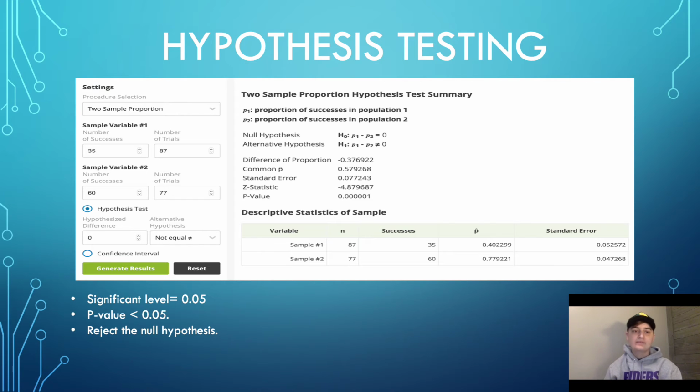And within this data from StatKey, my t statistic is negative 4.879687, and my p-value is 0.00001, or we can just say 0.0. It's the same thing when you round it. And since the p-value is less than the significance level of 0.05, which is my alpha, we can conclude that we reject the null hypothesis because there is a difference in proportions between the two continents.